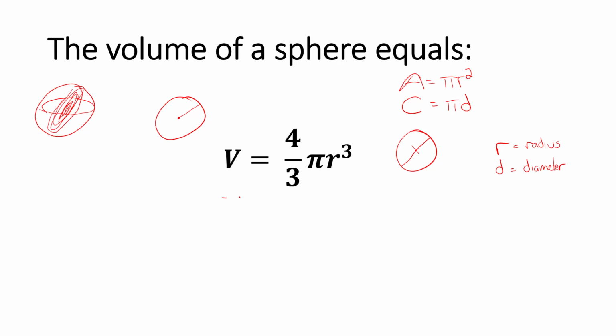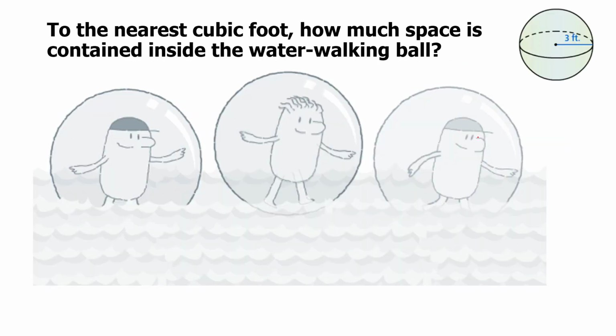Most importantly, we have to know the formula for volume of spheres. Volume is equal to 4/3 pi r cubed, where r again represents radius. So knowing the formula, we should be able to determine to the nearest cubic foot how much space is contained in a water walking ball, assuming that a water walking ball has a radius of 3 feet.